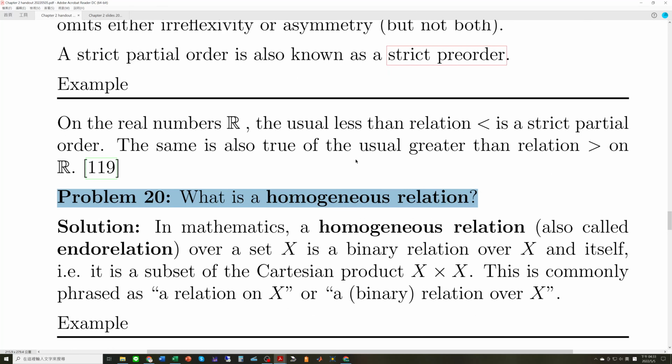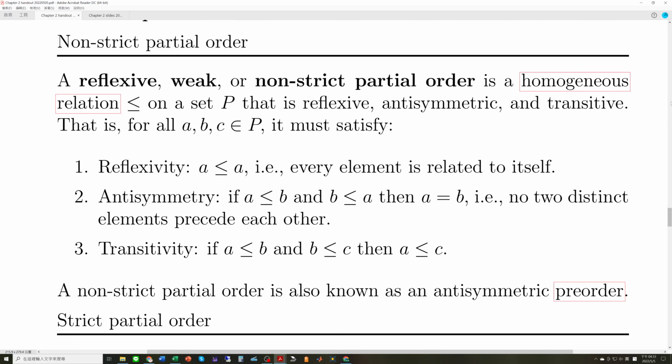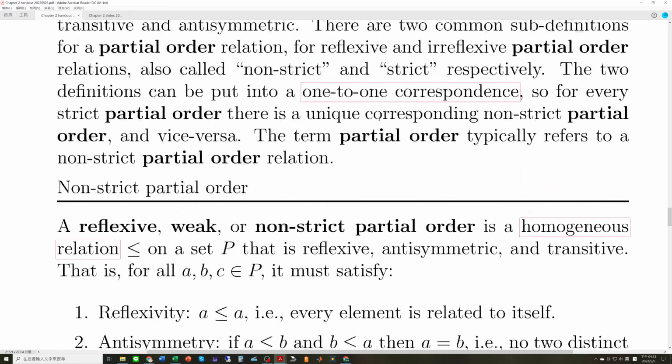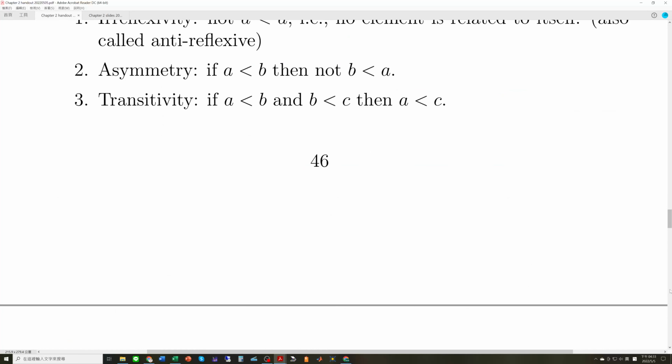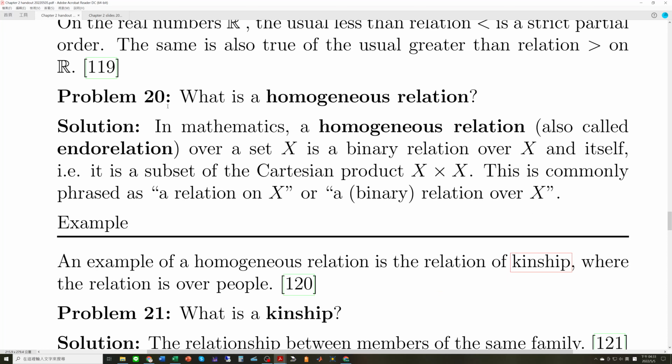Problem 20. What is a homogeneous relation? Why do we need to know what a homogeneous relation is? Because it appears in the solution to the previous problem, problem 19, what is a partial order? Next, let us look at the solution.